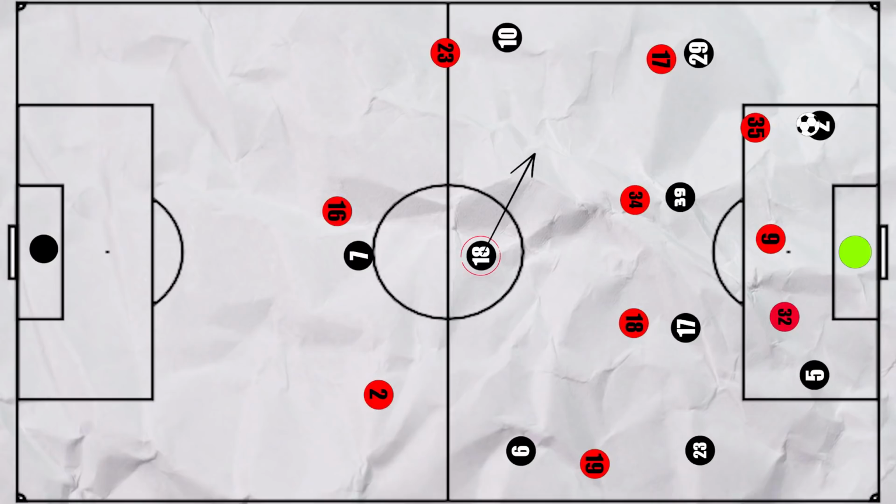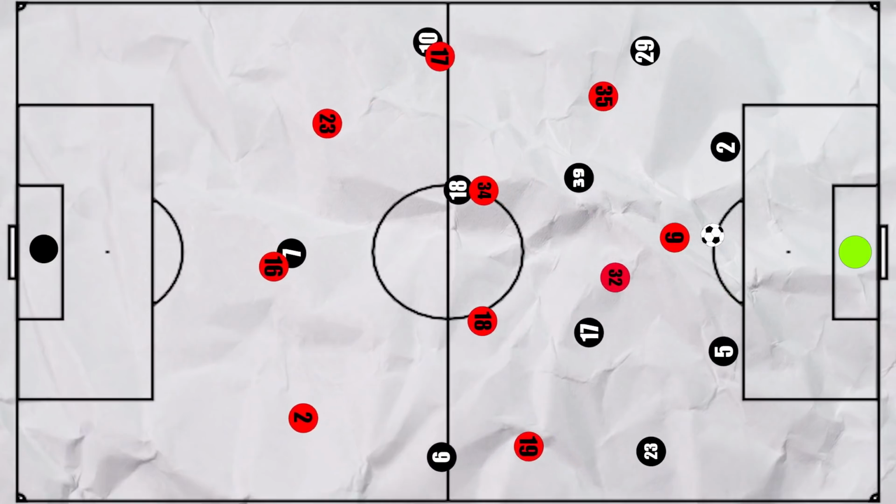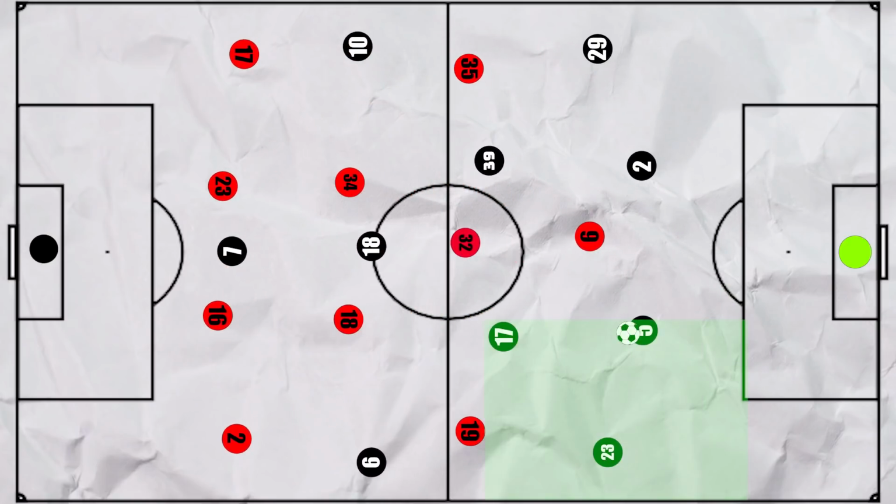Fernandes also often looked to operate deep in the inside channel in order to help create a man advantage on the right, particularly when Martinelli was caught higher up. And again, the wide areas were crucial for United, so down the left they also had interesting mechanisms.